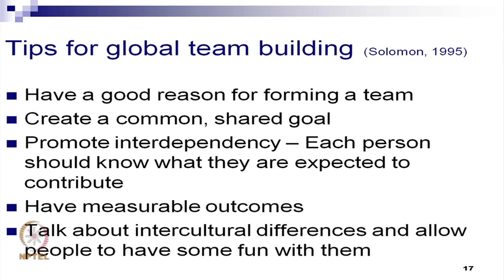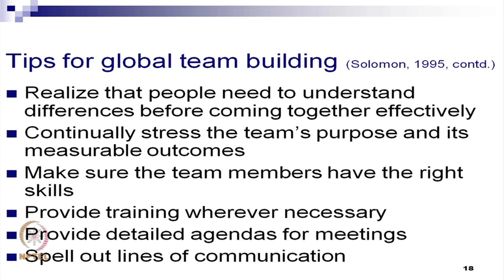Have measurable outcomes. Talk about intercultural differences and allow people to have some fun with them. Discuss things and tell them that it's all informal and we are not trying to be rude to anyone. We are just trying to share whatever we know about each other. Some more tips. Realize that people need to understand differences before coming together effectively. They need to know that other people will be different from them and they need to understand these differences. Continually stress the team's purpose and its measurable outcomes.